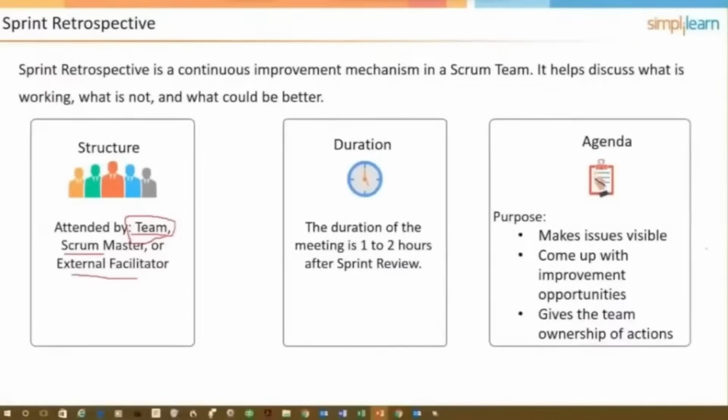When it comes to duration, the rule is 45 minutes for each week. So if you had a 2-week sprint, then you would have an hour and a half retrospective max.